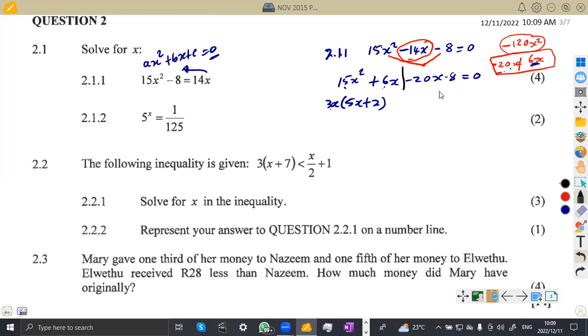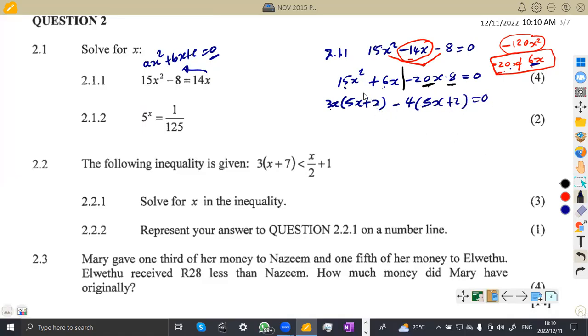We can see here we've got -20 and -8. Negative is common, but which number? -4, so that this can be 5. So -20 divided by -4, that's a +5. We remain with x. -8 and -4, that's a +2, equal to 0 there.